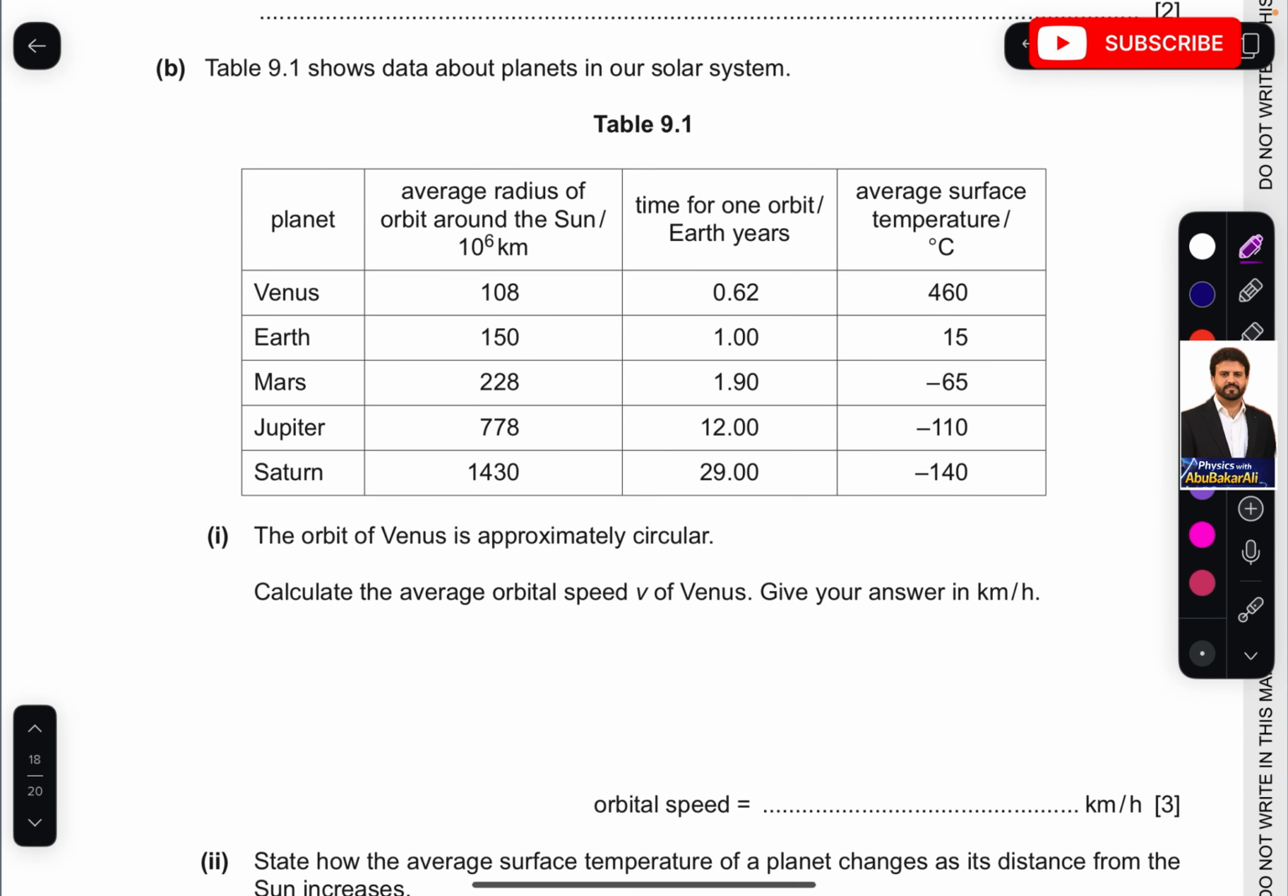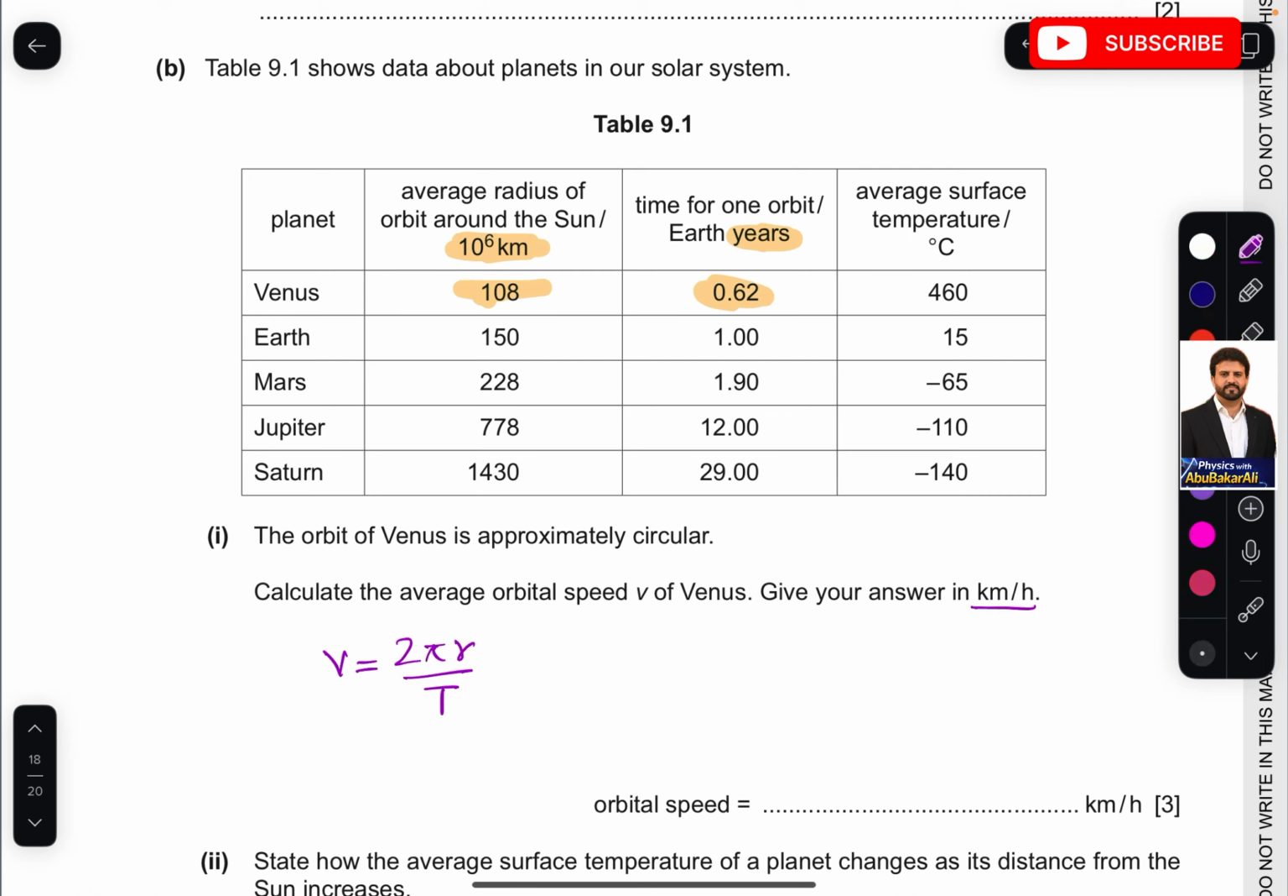In the next part, table 9.1 shows data about the planets in our solar system. This is the data they have given. What they're asking: the orbit of Venus is approximately circular. Calculate the average orbital speed of Venus. Give your answer in kilometers per hour. So orbital speed, we know, is equal to 2 pi r over T. I need the radius of Venus. So the average radius they have given in 10 to the power 6 kilometers, and this is the time they have given, but this is in years. Okay, so I need kilometers per hour.